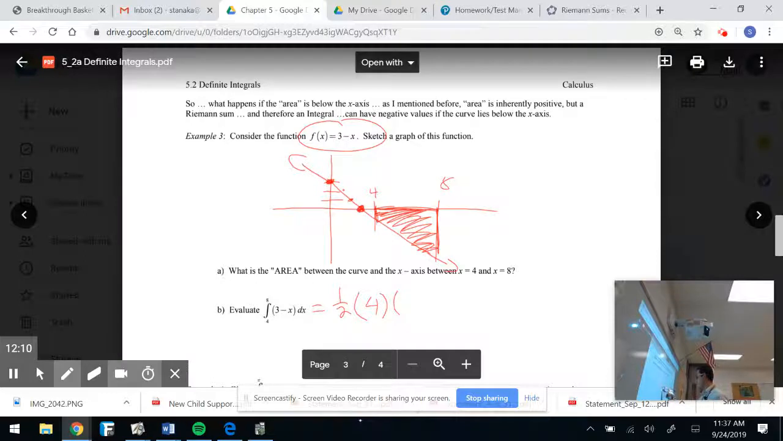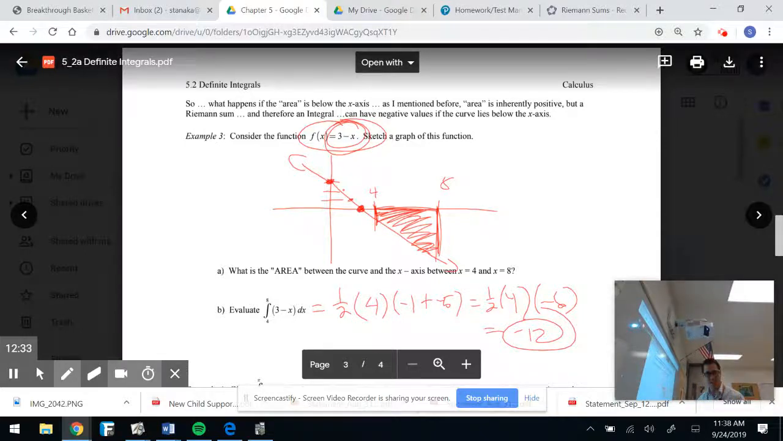And then I have a couple of bases. How do I find those? Well, it's the function value, right? So what's the function value at 4? If I plug a 4 in there, I get a -1. Plus, what's the function value at 8? Plug an 8 in there, I get -5. Oh, snap, that's 1/2 of 4 times -6. Oh, snap, that's -12.